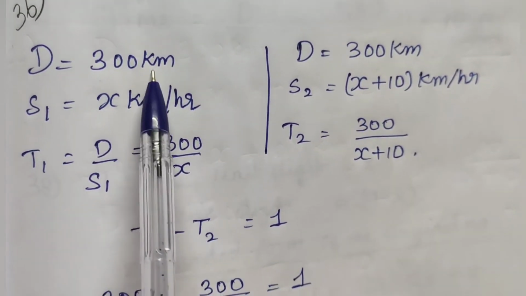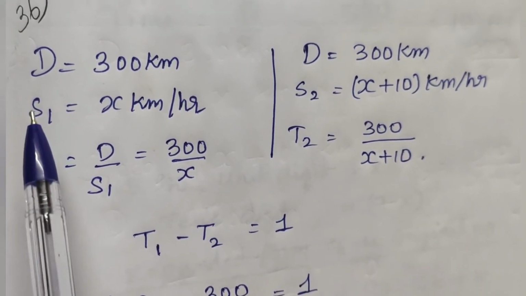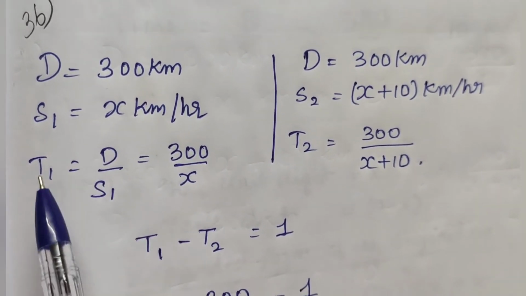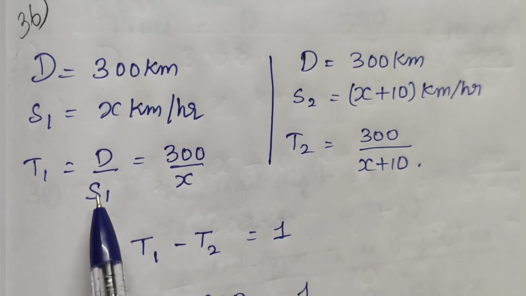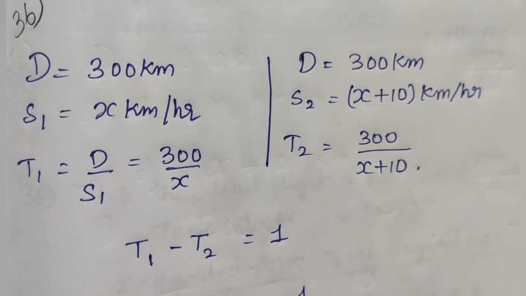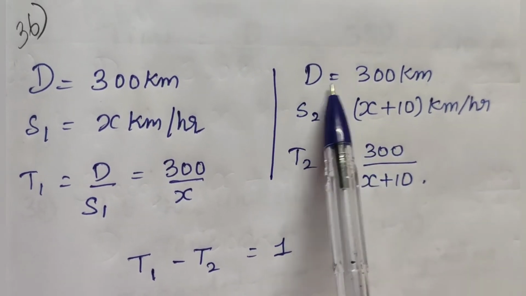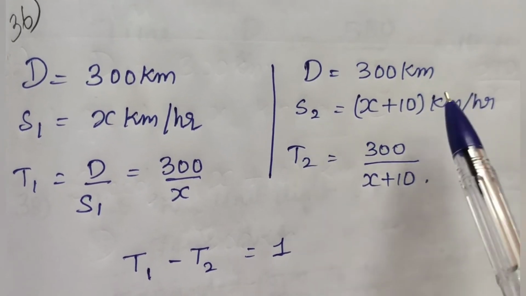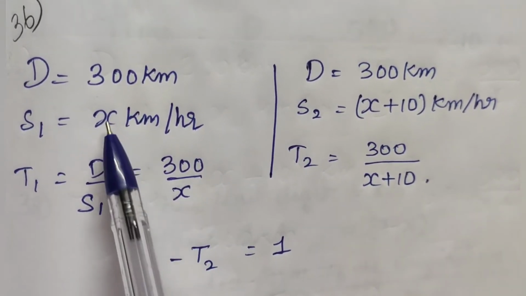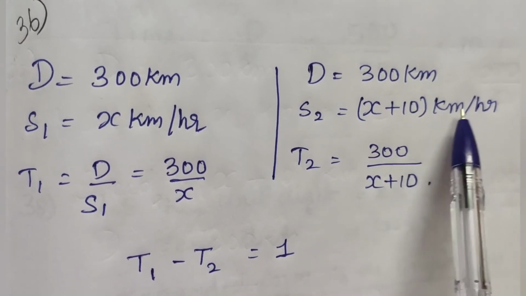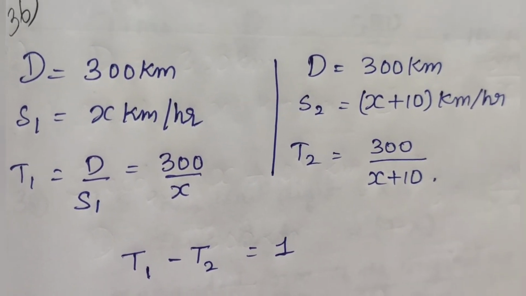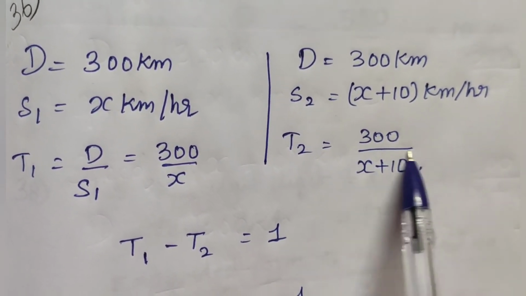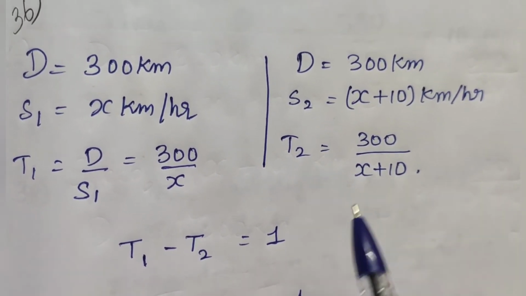See here, distance is equal to 300 km. Let the speed of the car, speed 1, be x km per hour. So with x km per hour speed, what is the time taken by the car to cover the distance? Distance divided by speed, 300 divided by x. Suppose the same 300 km distance, and the second speed is 10 km per hour more. So earlier the speed was x, now the speed is x plus 10 km per hour. Time 2 is what? Distance divided by speed, so 300 divided by x plus 10.